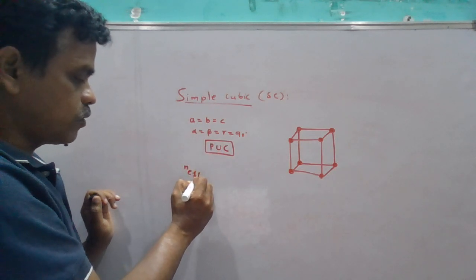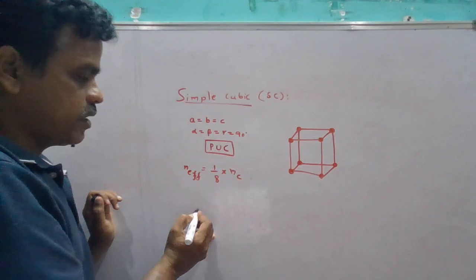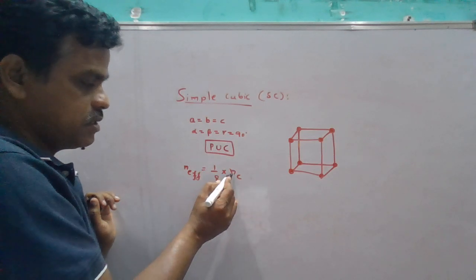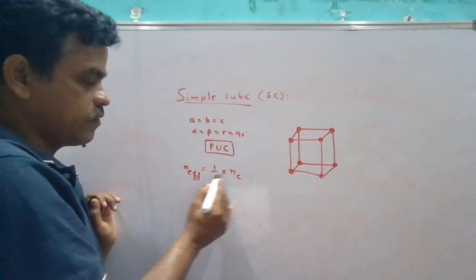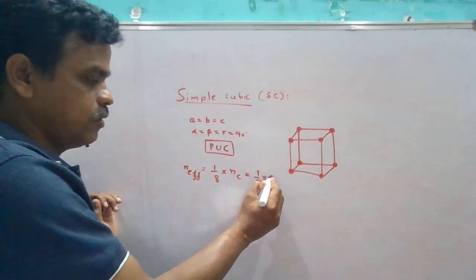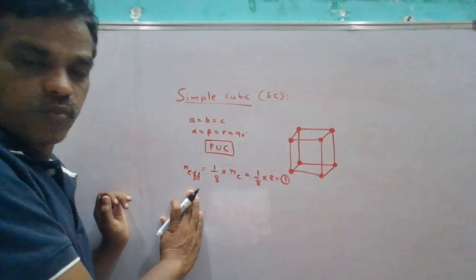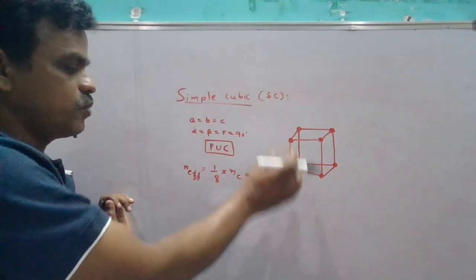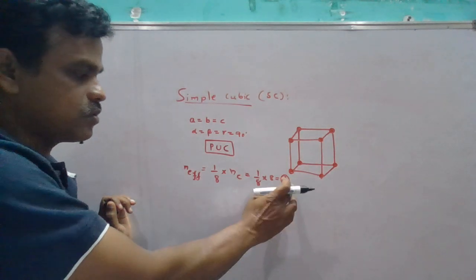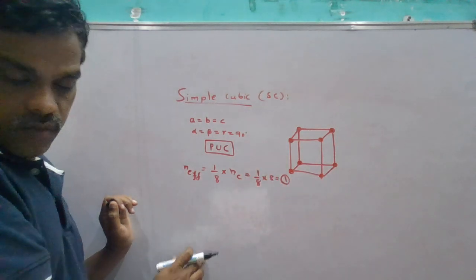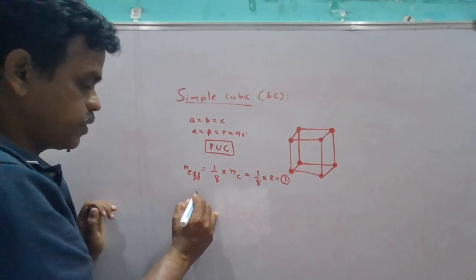N effective equal to 1 by 8 into NC. NC is the number of lattice points at the corners. Corners is 8, each sharing 1 by 8. So 1 by 8 into 8 is equal to 1. The number of effective lattice points in simple cubic structure is equal to 1. So next, what about primitive unit cell vectors?